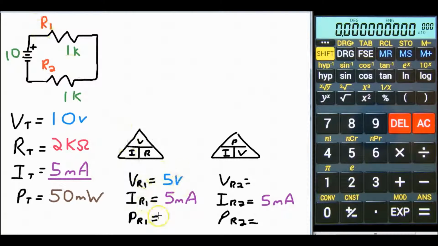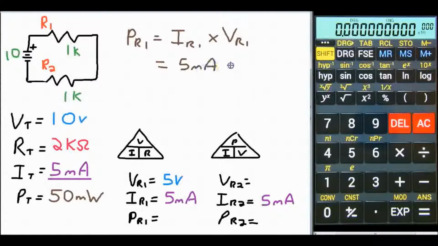Now that we have voltage and current, we could go ahead and use Watt's law to find power. So PR1 would be equal to IR1 times VR1. And that is 5 milliamps times 5 volts.